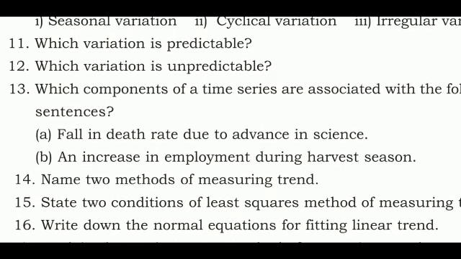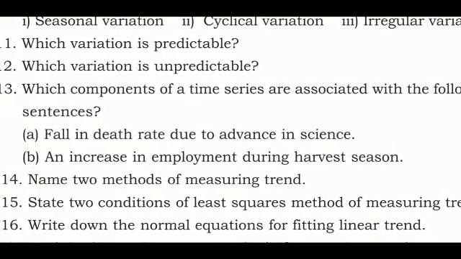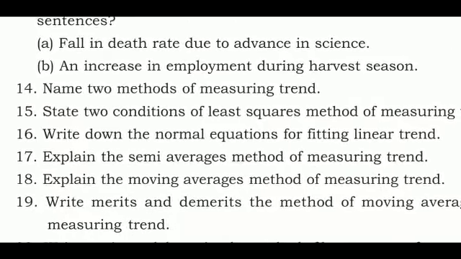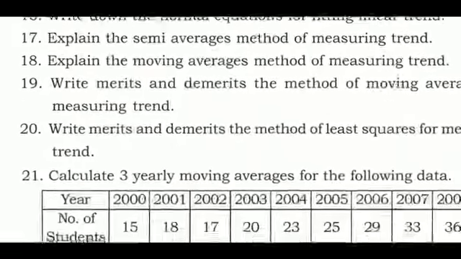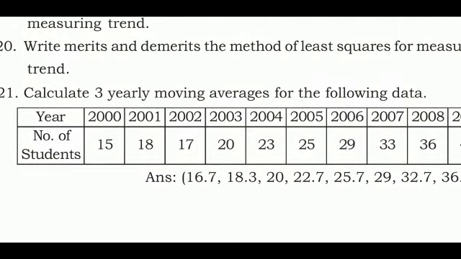The next question, which components of time series are associated with the following sentences? Fall in death rate due to advance in science, an increase in employment during harvest season. So these are the questions of 1 mark or 2 marks which you need to go through and prepare yourself. Coming to the 5 mark question, for moving averages you're going to have a fixed question. You will be having examples to calculate 3 yearly moving averages, maybe 4 yearly moving averages or 5 yearly moving averages. These are the fixed questions for 5 marks.